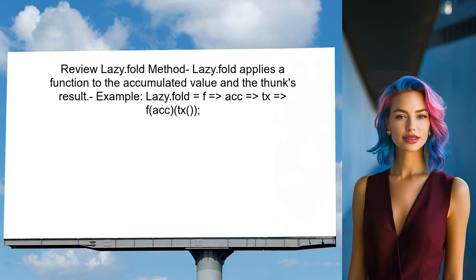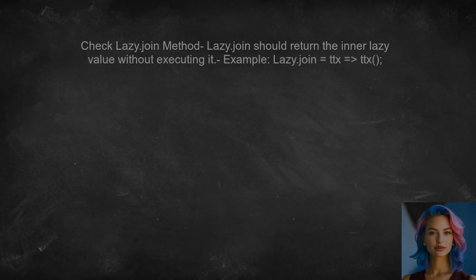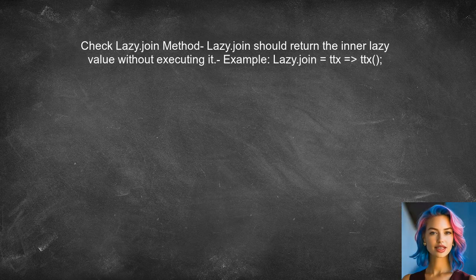Now, let's examine the lazy.fold method. This method should apply a function to the accumulated value and the result of the thunk. The user needs to ensure that the thunk is only executed when needed. The user should also consider the lazy.join method. This method should not trigger evaluation prematurely. Instead, it should return the inner lazy value without executing it.